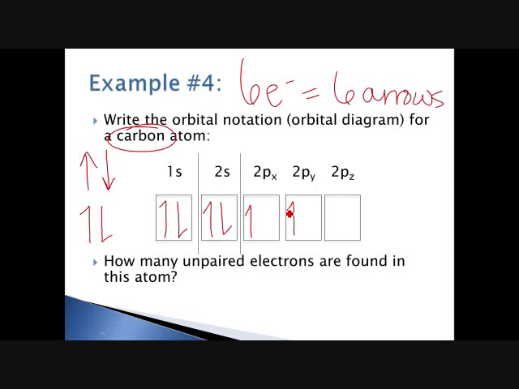So the last question, how many unpaired electrons are found? So how many electrons do not have a pair in their box? And that would be 2 electrons do not have pairs.